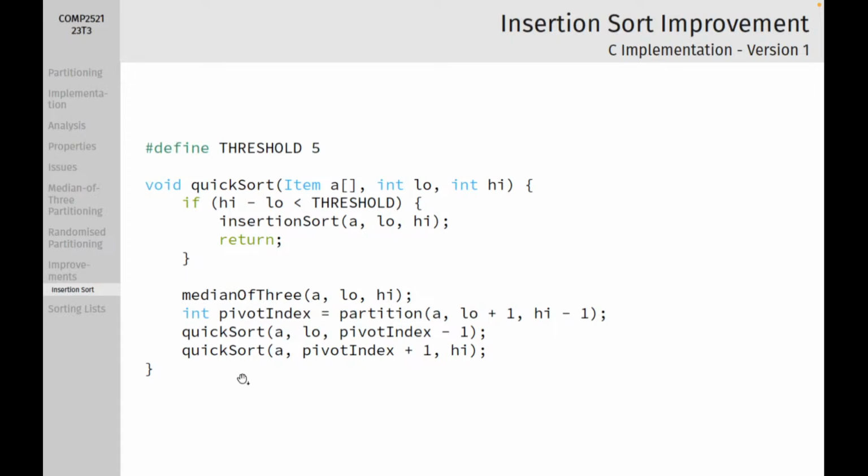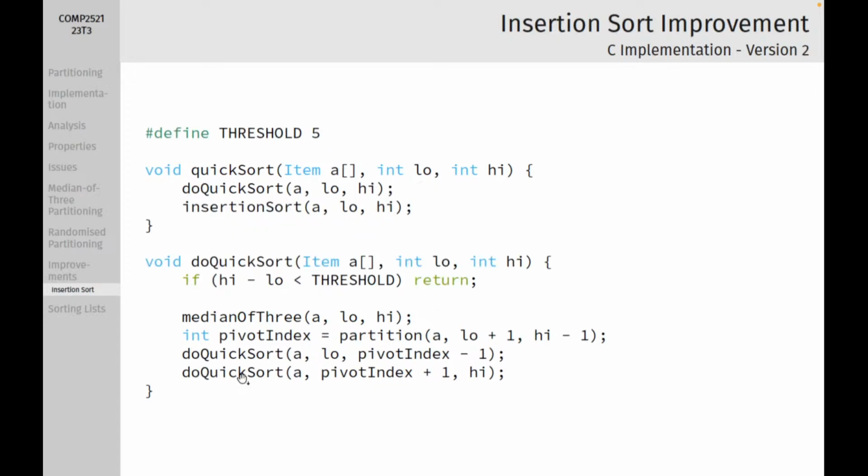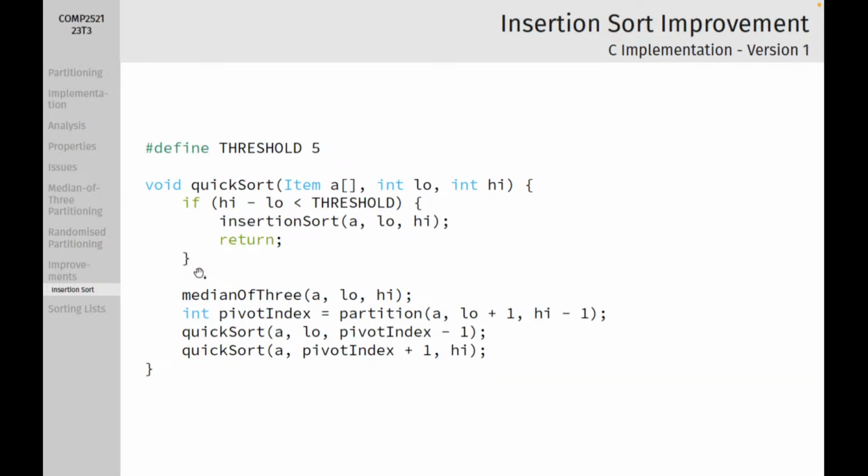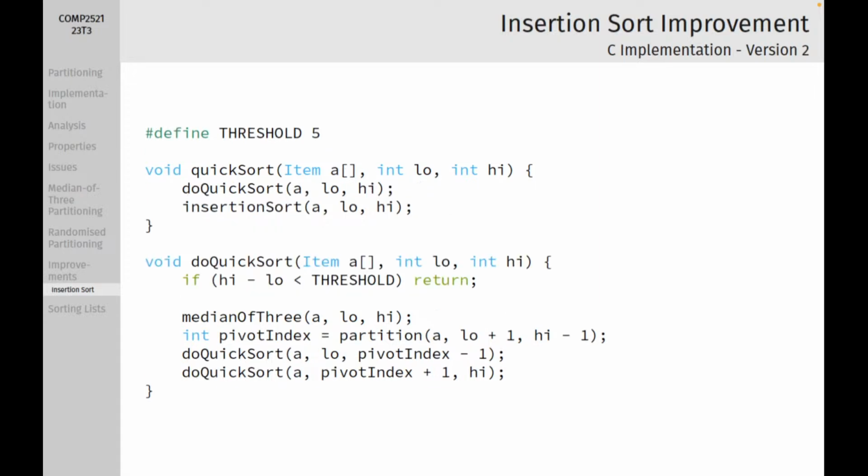Another way to implement this is instead of using insertion sort when the size of the part of the array is less than 5, you just return straight away. And then after the quicksort is done, you use insertion sort on the entire array. So see here, we just run insertion sort once after the quicksort is done.